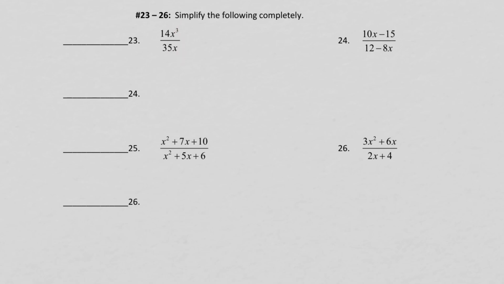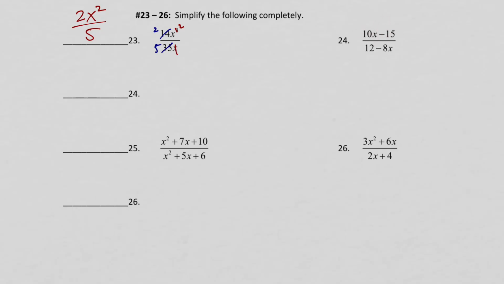Okay, I'm going to cancel an x from the top and bottom. So that becomes a 2 and that goes away. And then I'll divide by 7. That 7 goes into that 5 times, into this twice. So my final answer is 2x squared over 5.